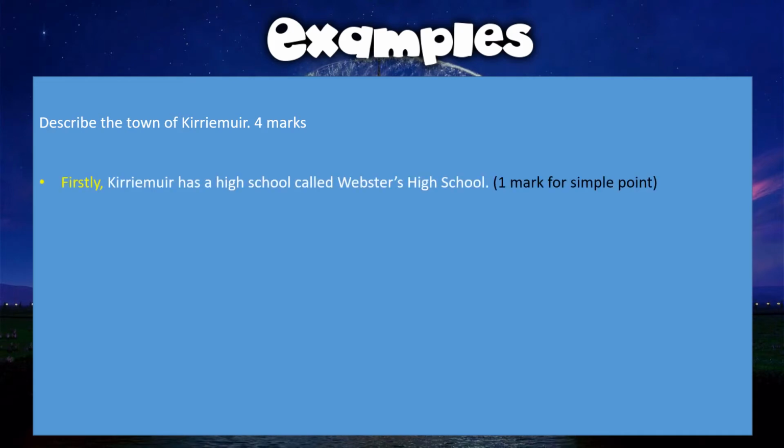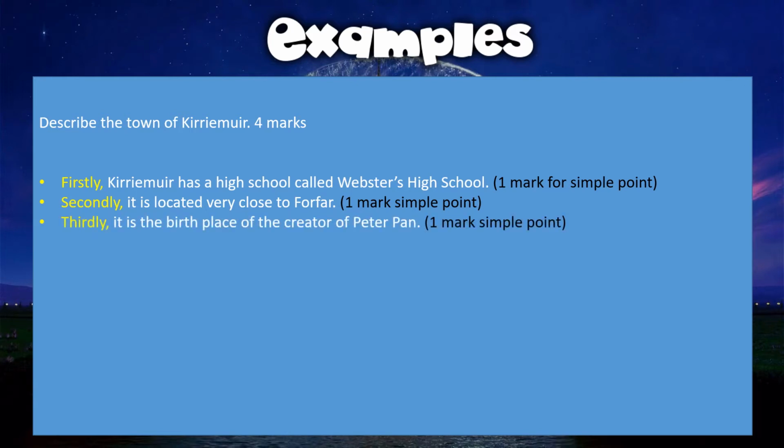Now, some examples here. This is an example out of context to start with. So we've got the question, describe the town of Kirriemuir, which is worth 4 marks. Now, what we've got here. Firstly, Kirriemuir has a high school called Webster's High School. There's 1 mark for a simple point. Secondly, it is located very close to Forfar. There's 1 mark for a simple point. Thirdly, it is the birthplace of the creator of Peter Pan. There's 1 mark for a simple point. Fourthly, the population is around 7,000 people. There's 1 mark for a simple point. So that there would be 4 marks for 4 simple points.